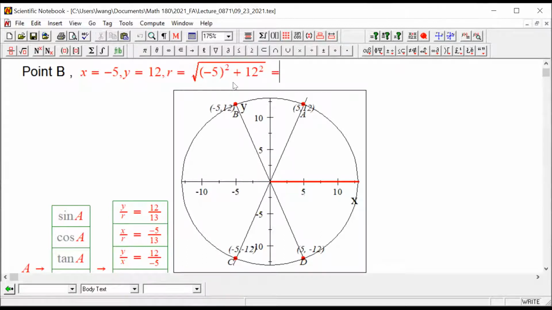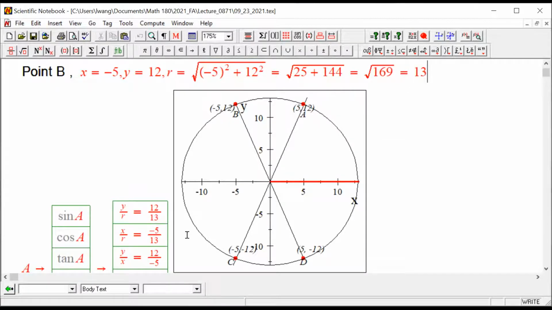But this time you have a -5 squared. So as a result, you're gonna have... okay, so in addition to what Farouz did, I want you guys to do this as a review for your basic arithmetic, okay? So this is gonna give you 169 in square root, and the final answer is 13, okay?